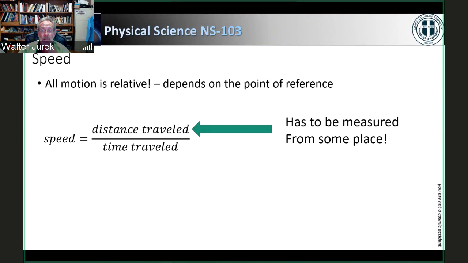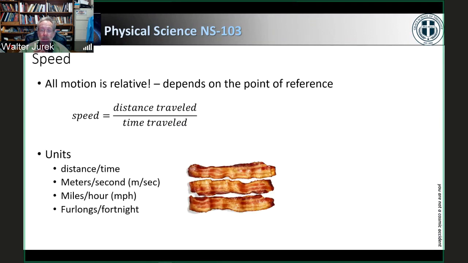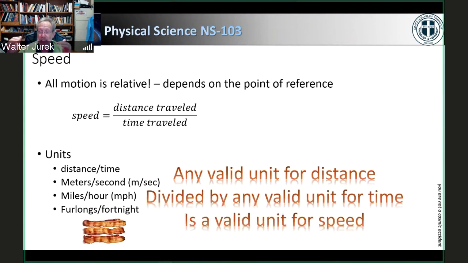And as I said, units are important. So let's look at units. For speed, since it's a distance divided by time, distance is measured in meters in the metric system. Could be miles, it could be furlongs. It's a distance number. Feet, inches, miles, whatever. Divided by a time unit. Seconds, hours, fortnights, whatever. So any valid unit for distance divided by any valid unit for time is a valid unit for speed.